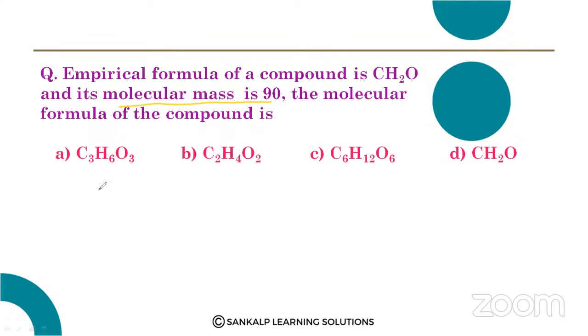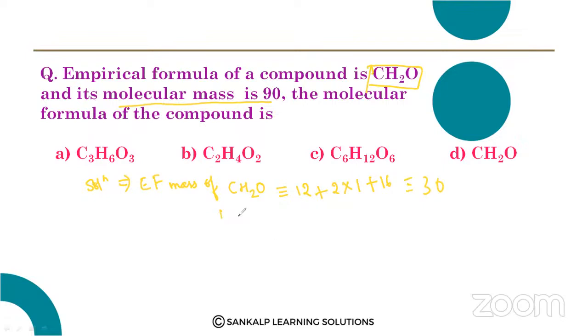So in the solution, first we'll find the empirical formula mass of CH2O. How much is it? Calculate. Carbon is 12, plus 2 into 1, plus 16. So this comes to 30.